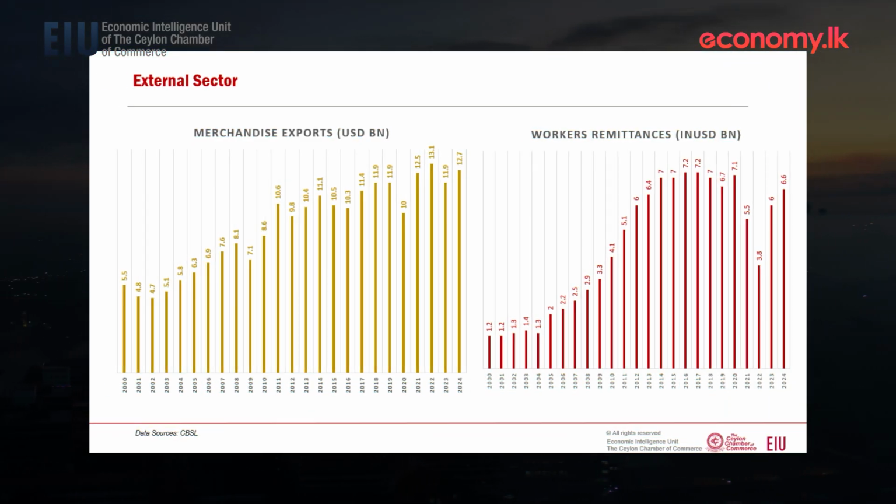In terms of worker remittances, that's what you see on your right hand side, slowly picking up, coming back to pre-crisis levels. Of course, the highest has been about 7.2 billion. Last year, we saw about $6.6 billion of worker remittances coming in.